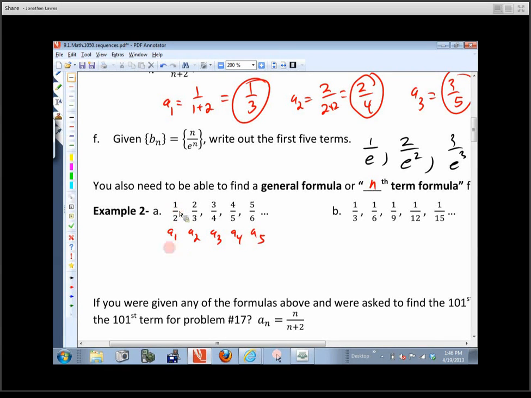So if I plug in a 1, I need to get a 1 over a 2. If I plug in a 2, I need to get a 2 over a 3. Plug in a 3, I need to get a 3 over a 4. And my goal is, can I come up with some little formula that would produce any one of those I want?